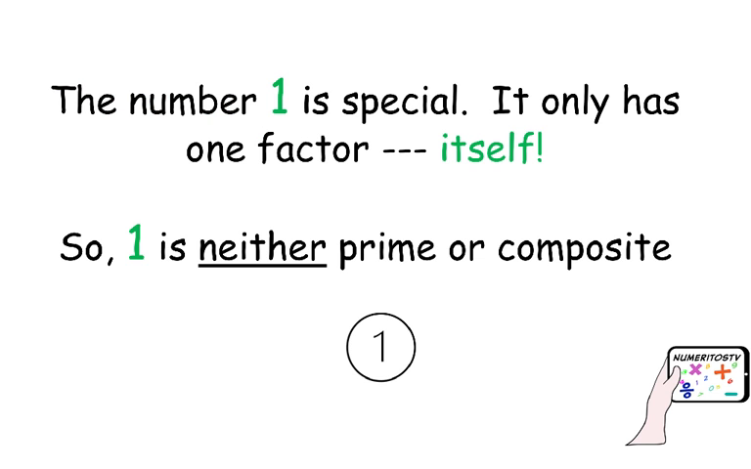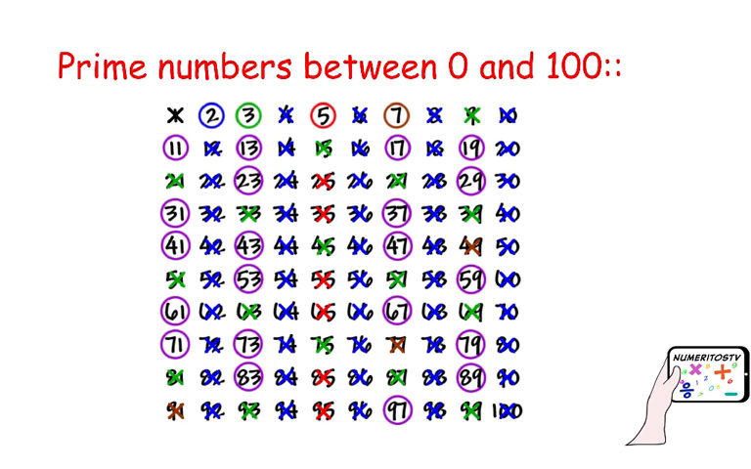Number 1 is a special number. It only has one factor, itself. So 1 is neither prime nor composite. Take a screenshot now of this slide, and these are the prime numbers between 0 and 100. They are going to be very useful in doing prime factorization.